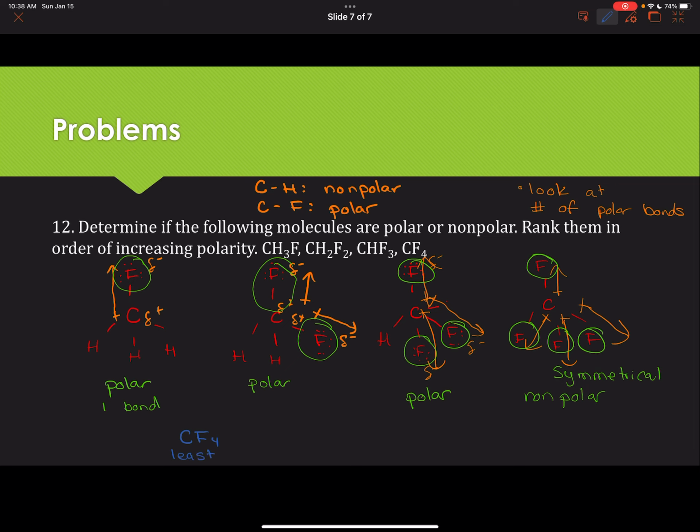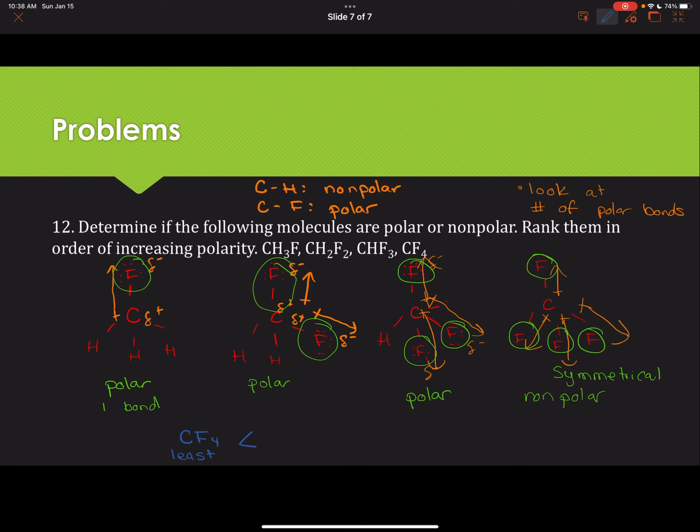Because even though it has those polar bonds, they're all fluorines. And so each fluorine is pulling the electrons the same. So the electrons are getting pulled the same towards every single corner of that tetrahedron, which results in the electrons being evenly distributed. And so if they're evenly distributed, the molecule as a whole is nonpolar.